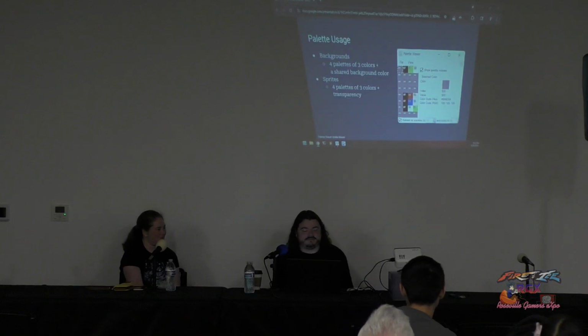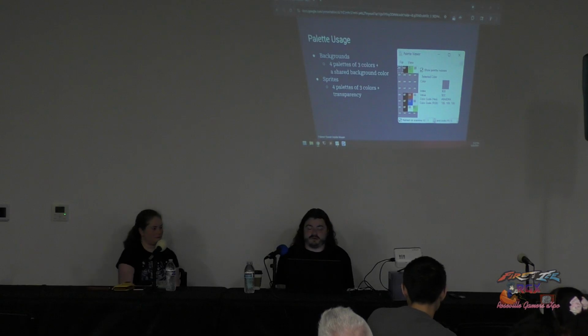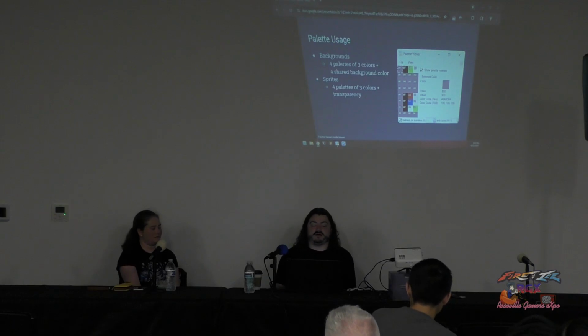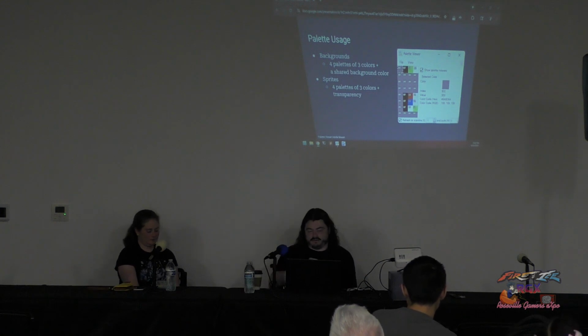So how do we define this? How do we use this? The NES has 2 layers: background layer and sprite layer. The backgrounds have 4 palettes, sprites have 4 palettes, but basically the backgrounds all share a single background color, so the backdrop behind everything is 1 color, and then they each get 3 colors to choose from.